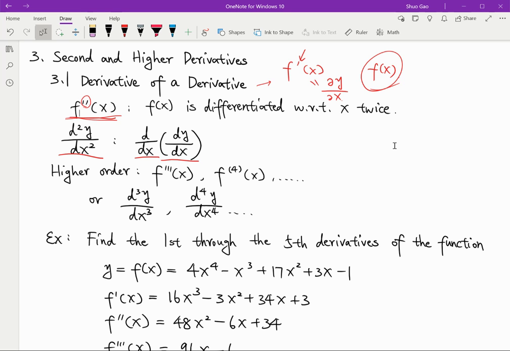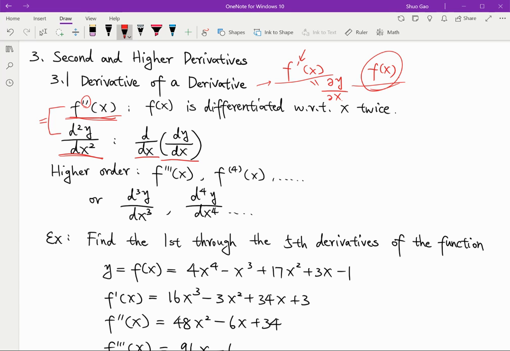So we know that the first derivative is also a function, right? So f(x) is a function, so f prime x, you take the first derivative, is still a function. And so f double prime x is also a function, right? So any of the derivatives are functions. And we can use another notation but the same meaning to denote the second derivatives, right? So they are the same.